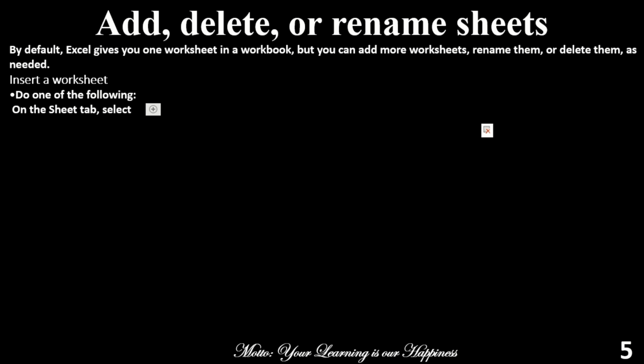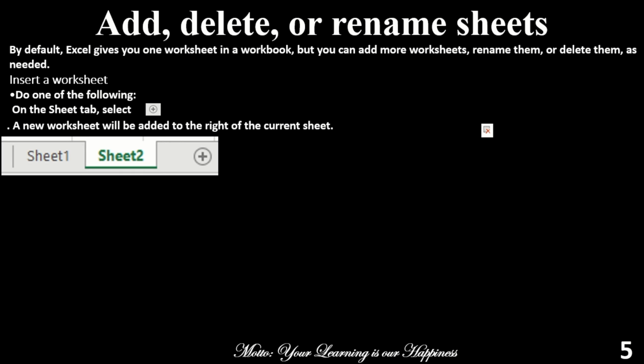To insert a sheet, on the sheet tab, select the plus. So this plus sign you see is the one that helps you to add a sheet. A new sheet will be added to the right of the current sheet. So if you click on the plus sign, a new one will be added. Like you see, the first time you open Excel, you're going to see Sheet 1. When you click on the plus sign, you're going to see Sheet 2. They're going to be added as well.